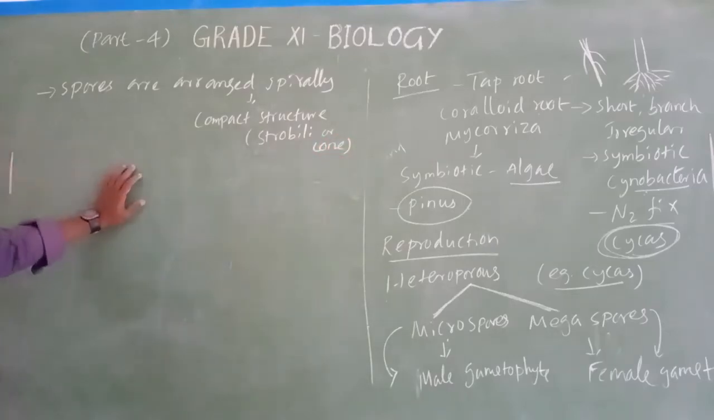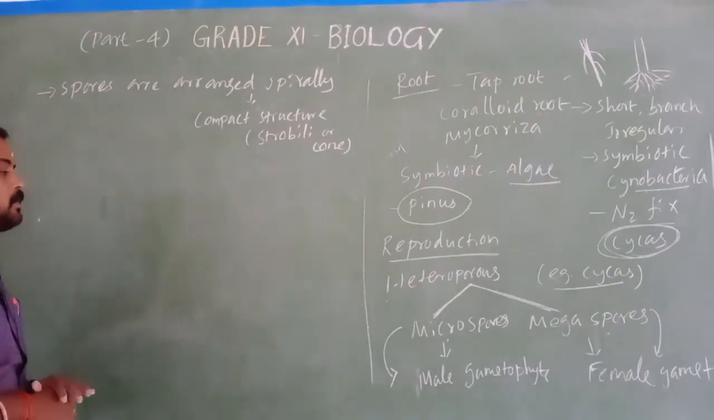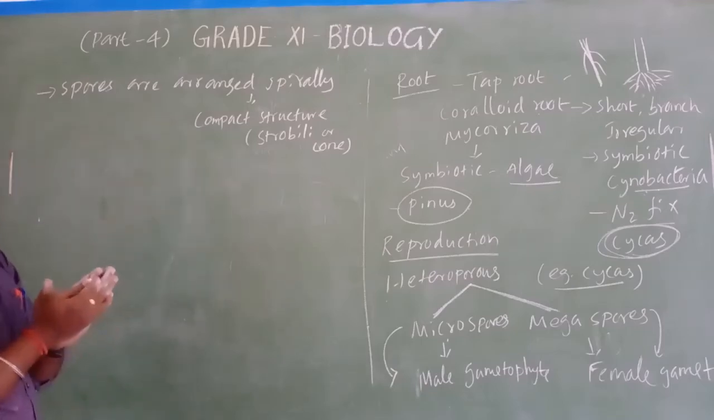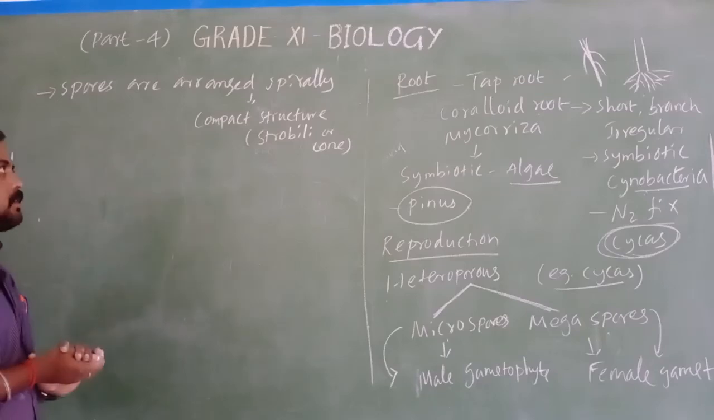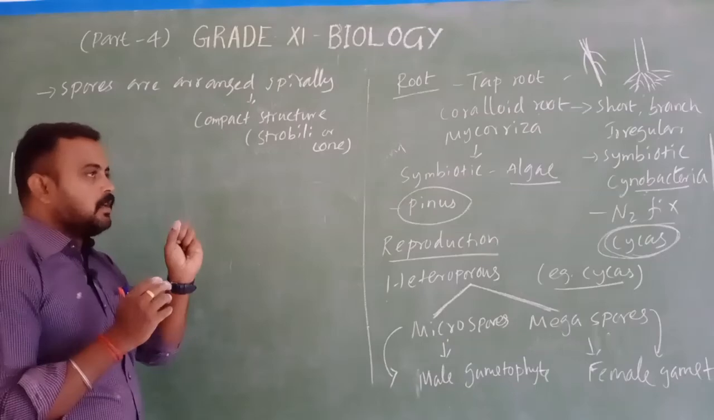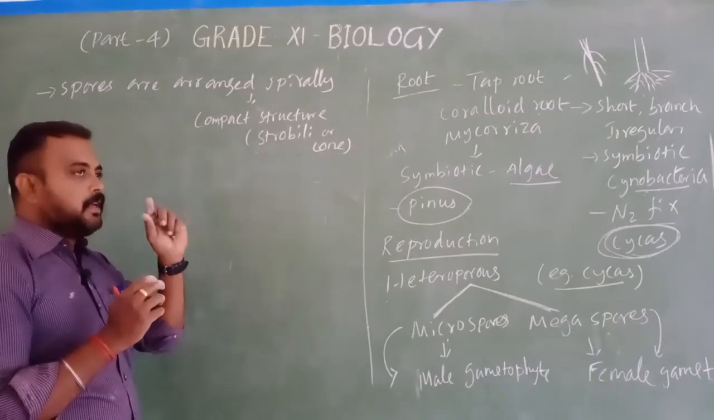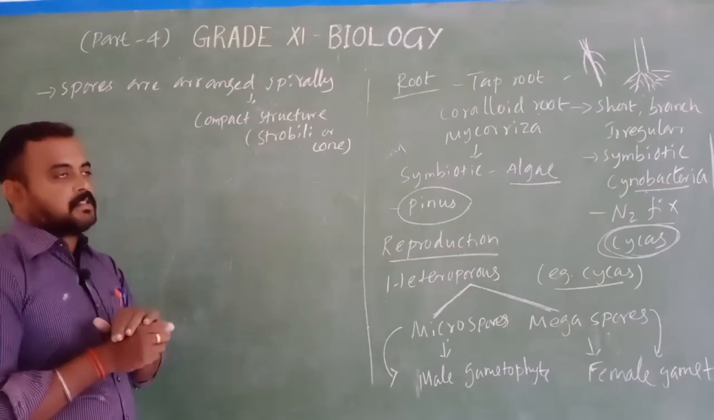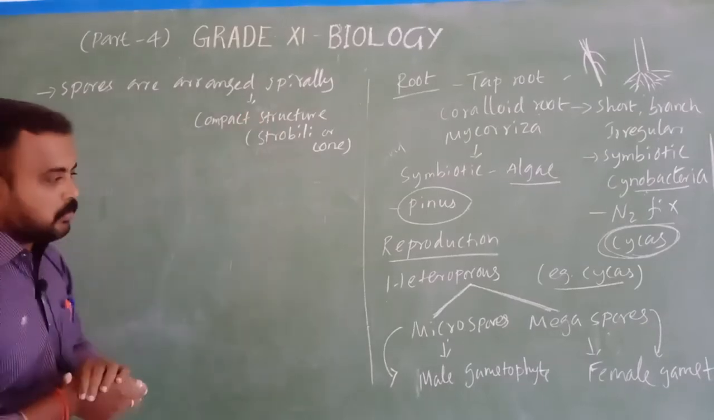Okay. So we have two types of spores, but the spores are arranged spirally. So it gives one compact structure. That compact structure is called a strawberry or cone.